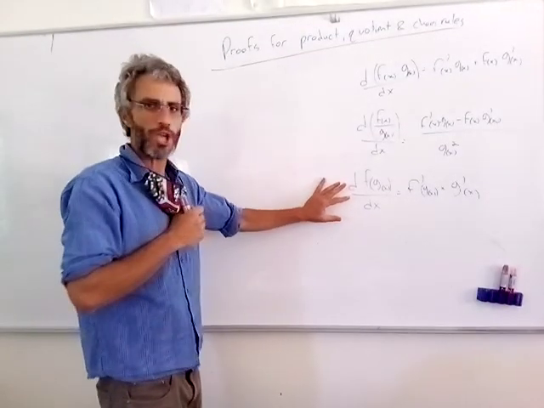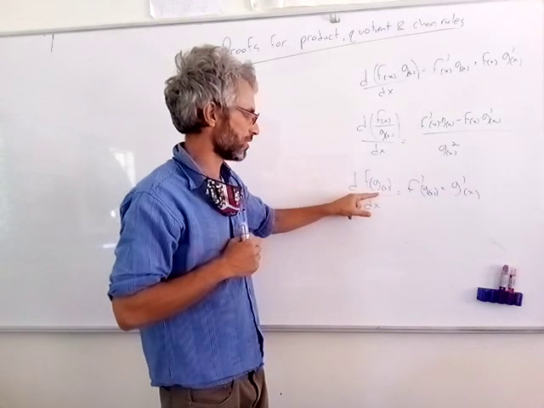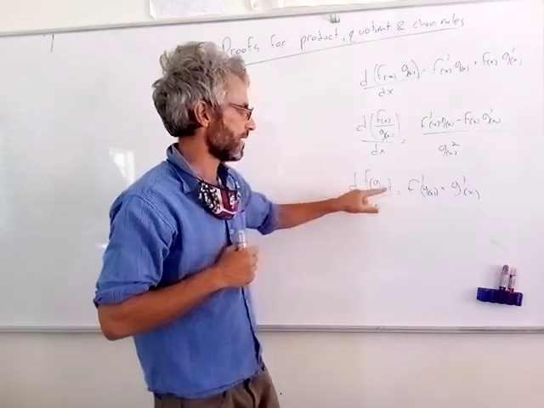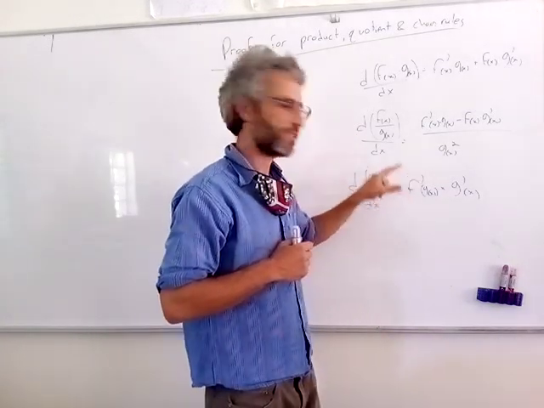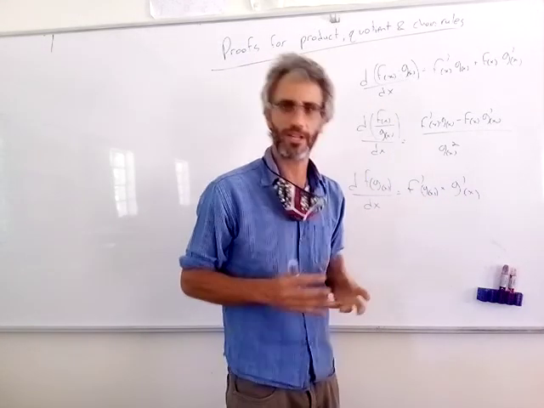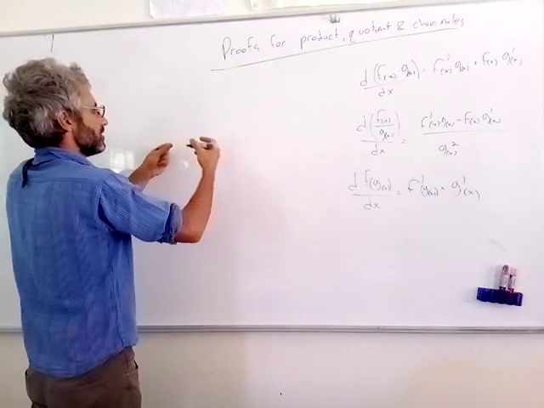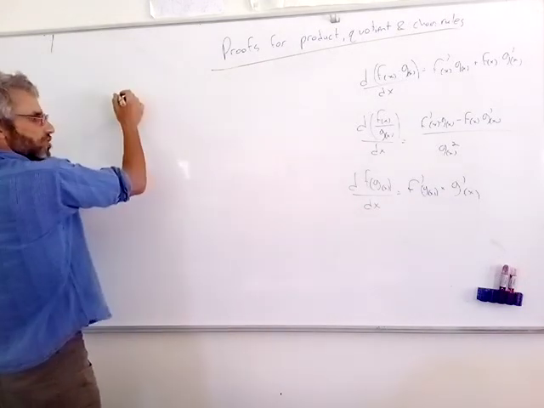Okay, so now we're down to the last rule, the chain rule. The derivative of a composite function is equal to the product of the derivative of the function of the function times the derivative of the inner function. So let's, again, use the first principle, the definition.